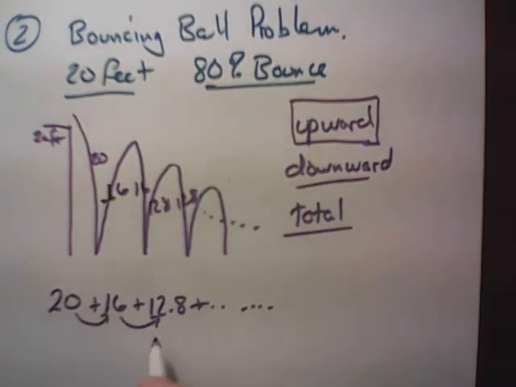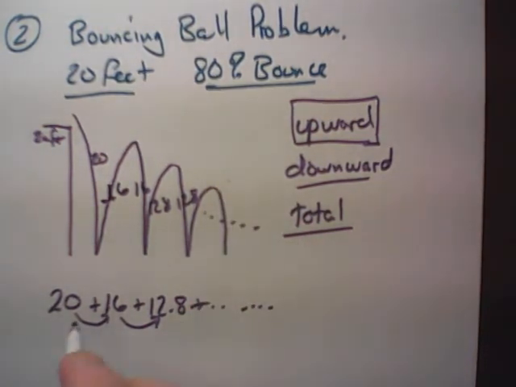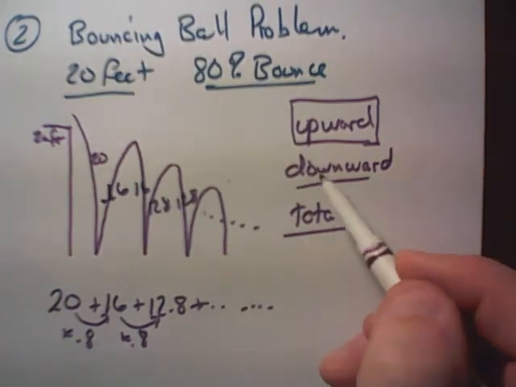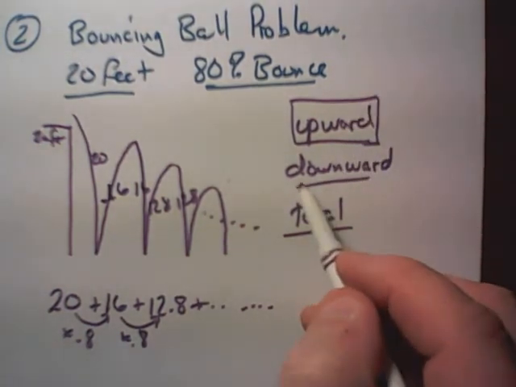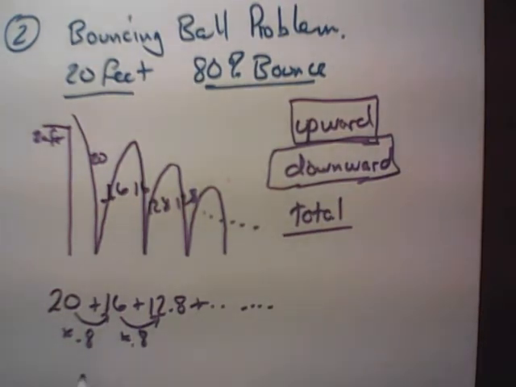Well, we first have to know what is our common ratio. What did I multiply 20 by to get 16? It bounced up 80%, which means I'm multiplying by 0.80 each time. That is my common ratio. So I can simply find the downward distance. I guess I'm doing my downward distance first. I can find my downward distance by using our formula.